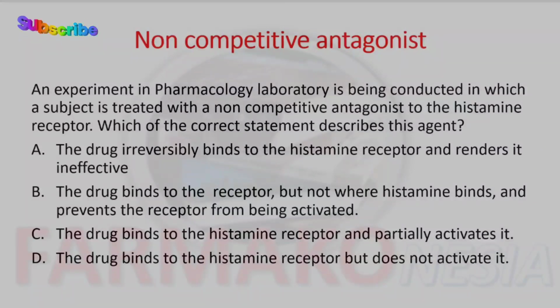So, what is your best answer? Yes, you are right. The best answer is B. The drug binds to the receptor, but not where histamine binds, and prevents the receptor from being activated.